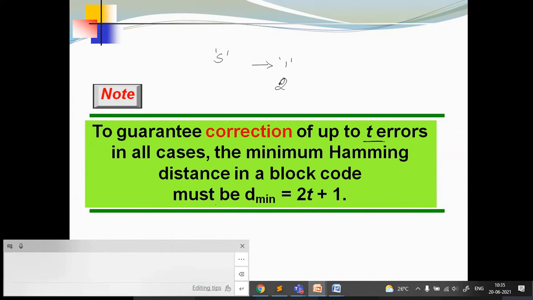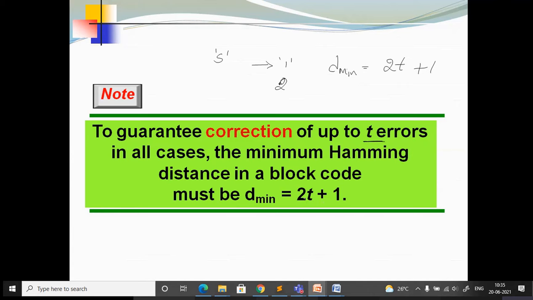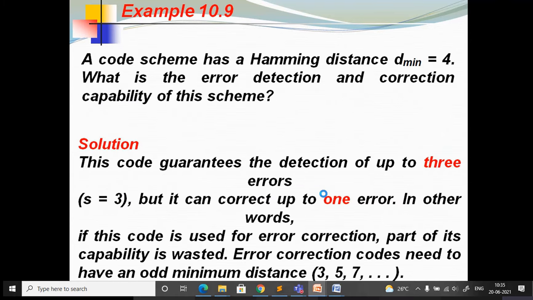In a block code, d min must be equal to, remember this formula, d min is equal to 2t plus 1, where t indicates the number of errors that can be corrected. We'll see later how we can make use of this for data correction. Just remember this formula. Just using d min, I think everybody is able to tell how many errors can be detected. Yes, no?